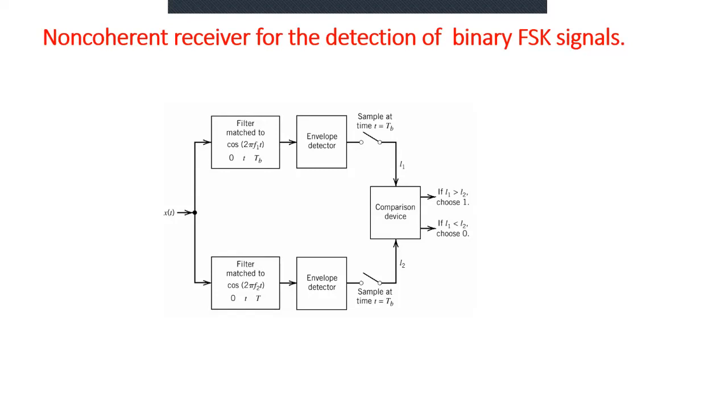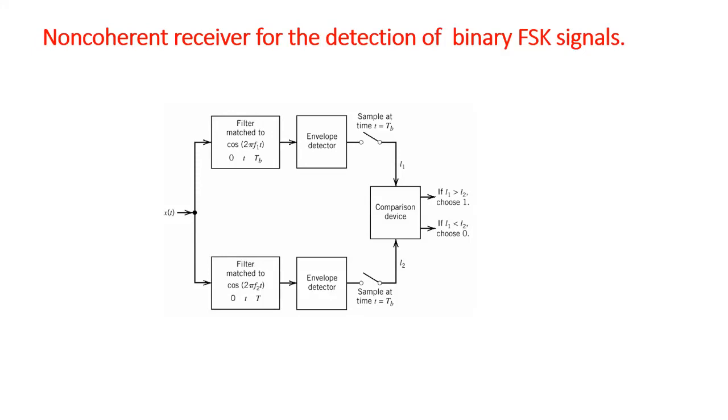The received signal x of t is equal to s of t plus noise, here it is FSK. That will be applied to the matched filters. I am using two matched filters, one in the upper path and another in the lower path. The upper path matched filter is matched to the carrier frequency f1, and the lower path matched filter is matched to the frequency f2. Then the output of that matched filter is given to the envelope detector. The output of the envelope detector is sampled at t equal to Tb, and those sample values I am denoting as L1 and L2.